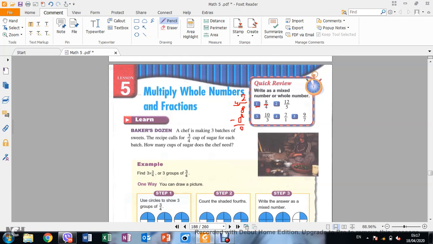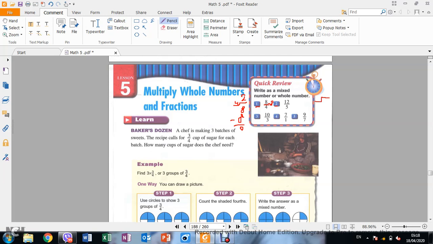Okay? And for the second one, we can write it as a mixed number. So this one is equal to what? Equal to 2. 8 divided by 4, you can do mentally, equals 2. Or you can write it as a mixed number when we can't divide directly.